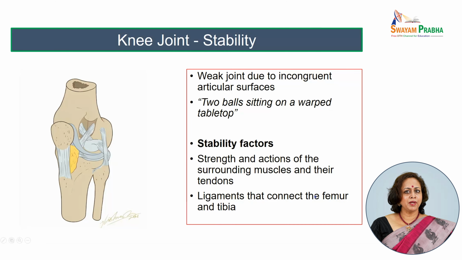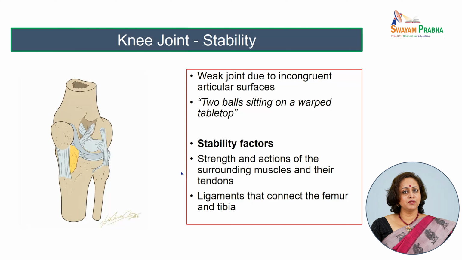So, there are two main factors that you can see here. The strength and actions of surrounding muscles, very importantly the quadriceps femoris, which is made up of four parts. Quad meaning four parts. So, which are those? The rectus femoris, the vastus medialis, vastus lateralis and vastus intermedius. If you recall, these are the four parts of quadriceps femoris.